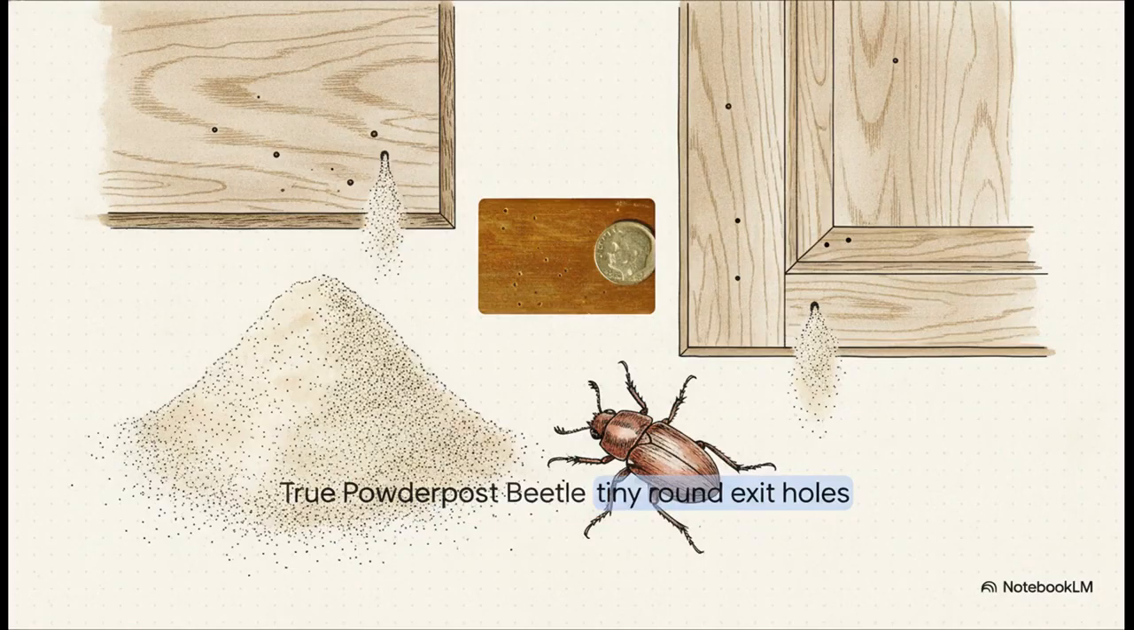For example, if you find incredibly fine, silky frass that feels almost like talcum powder, with zero distinct pellets in it, and it's accompanied by tiny round exit holes measuring just 1/32 to 1/8 of an inch, you have a confirmed true powder post beetle infestation. Another massive clue is that they exclusively attack hardwoods. So if you see this happening in an oak floor or a hickory cabinet, you know exactly who did it.